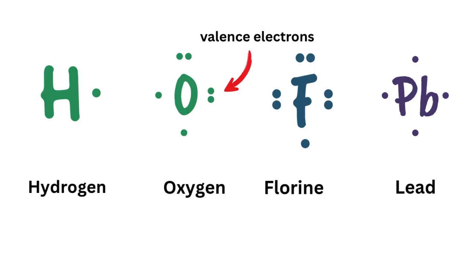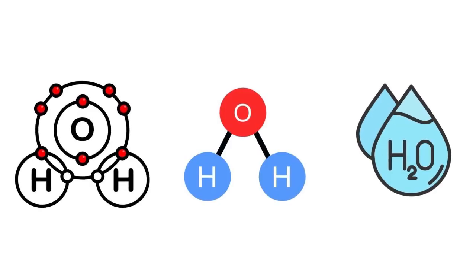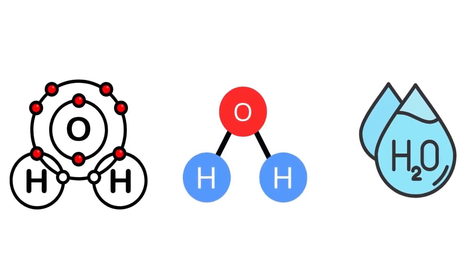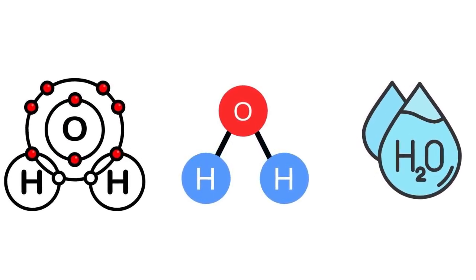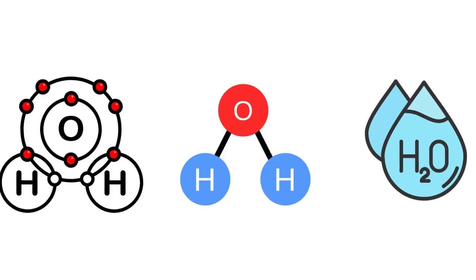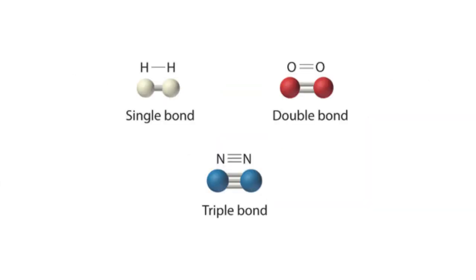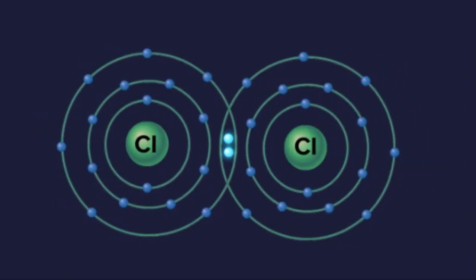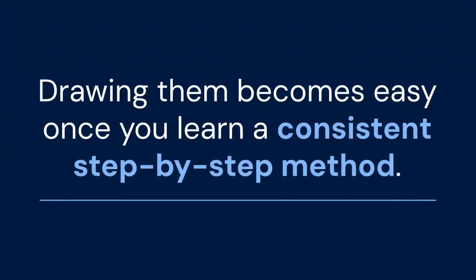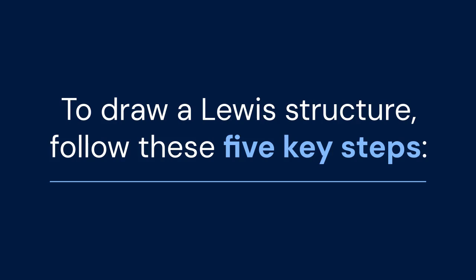Lewis dot structures are simple diagrams that help us visualize how atoms bond by showing only the valence electrons, the outermost electrons involved in bonding. These diagrams are a key tool for understanding covalent molecules, where atoms share electrons to achieve stability. Drawing them becomes easy once you learn a consistent step-by-step method. To draw a Lewis structure, follow these 5 key steps.